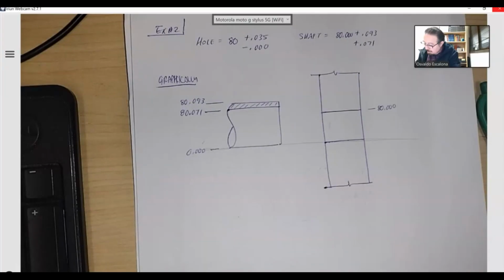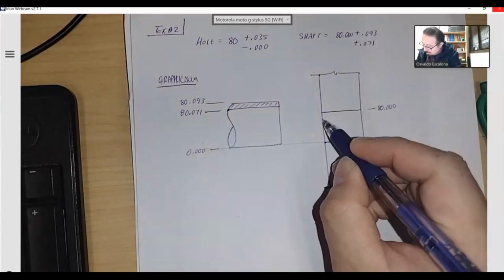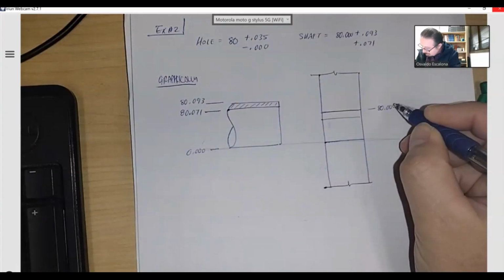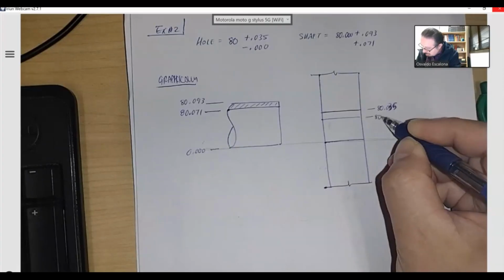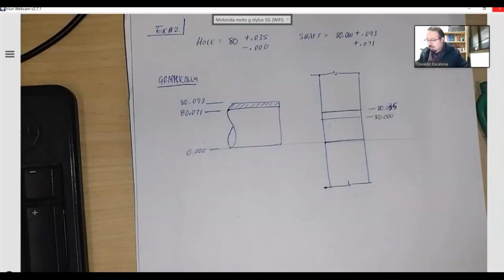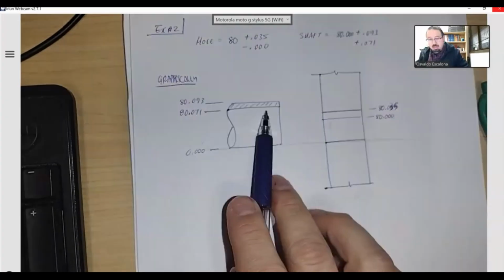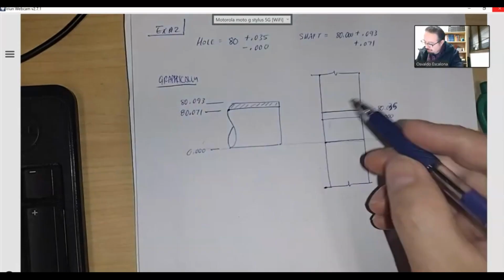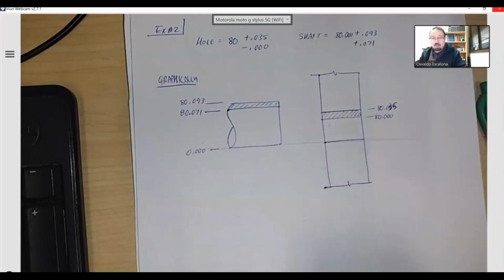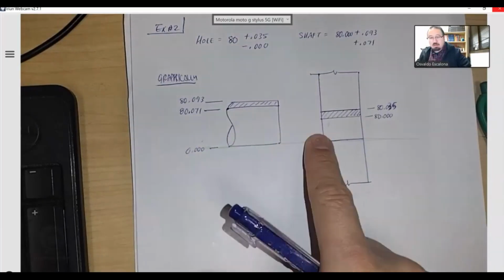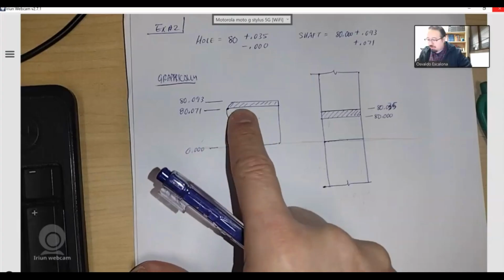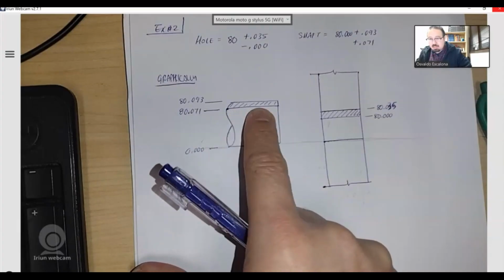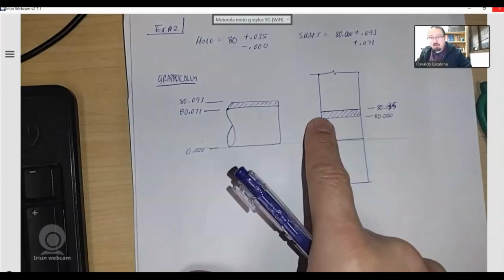I also got 80.035. And in fact, I'm going to flip it. I'm going to make it 80.035 here, and I'm going to put 80.000 here. Again, because I want to really exaggerate the levels between this one and that one. I'm going to assume that you guys can really see that my pin will not fit into my hole. In fact, it's way bigger. Even at the worst case condition, when my pin is the biggest, it will not fit, because the hole is way below it.